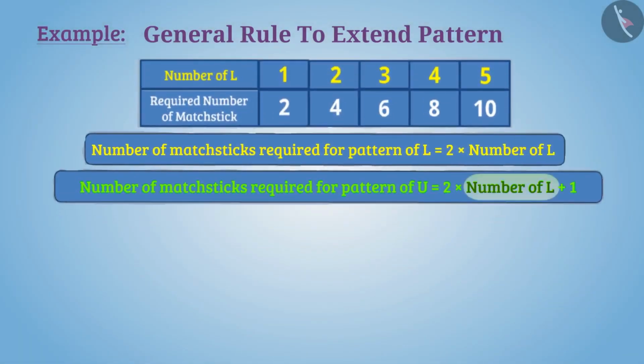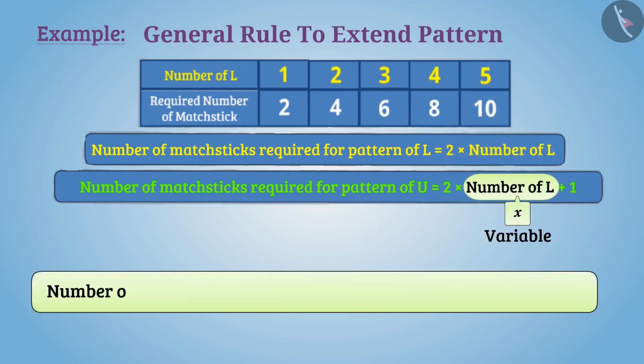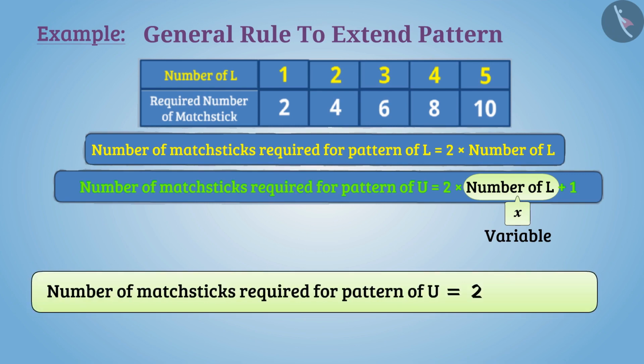Here, the number of L can change, so this is a variable. Let us use letter X instead of number of L. With this, we can write number of matchsticks required for pattern of U is equal to 2 multiplied by X plus 1, or 2X plus 1. This is the answer for given question.